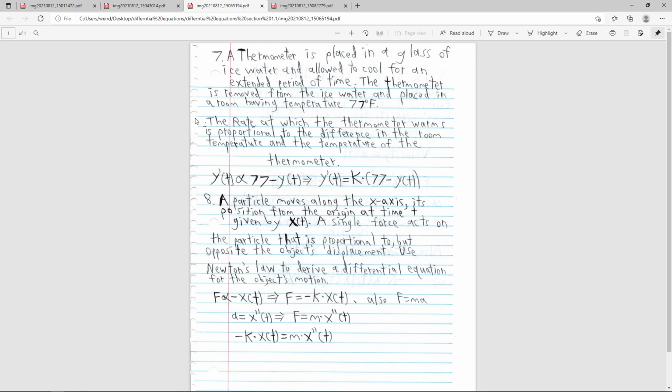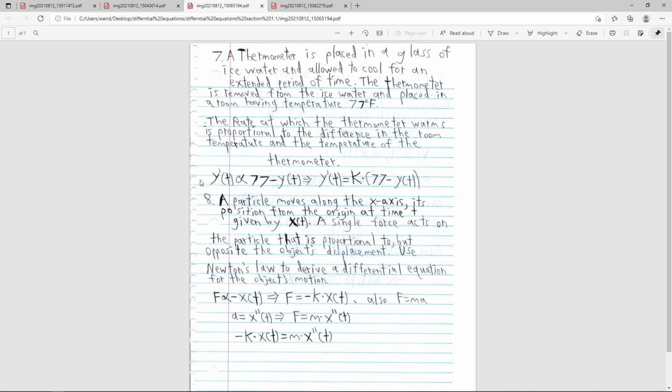Now we have one that involves a similar case, where the thermometer is placed in a glass of ice water and allowed to cool for an extended period of time. The thermometer is removed from the ice water and placed in a room having temperature 77 degrees Fahrenheit. The rate at which the thermometer warms is proportional to the difference in the room temperature and the temperature of the thermometer. So proportionality, it's right here.